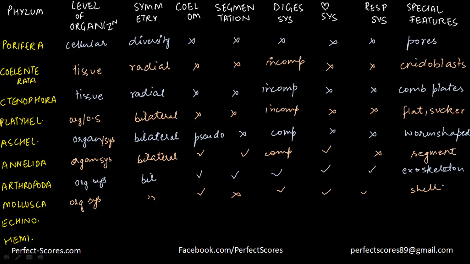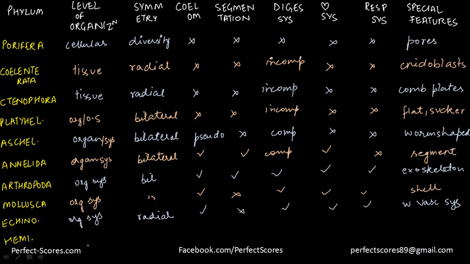The special features of Echinodermata are that they have an organ system level with radial symmetry, and they are coelomate. There is no segmentation in them, and everything is present in them. And the special features are that they've got radial symmetry and they have a water vascular system in them.